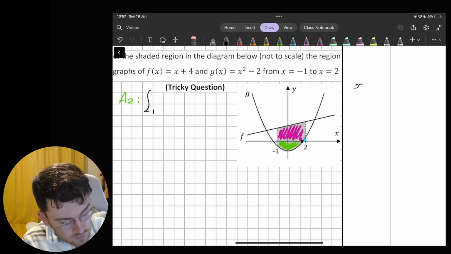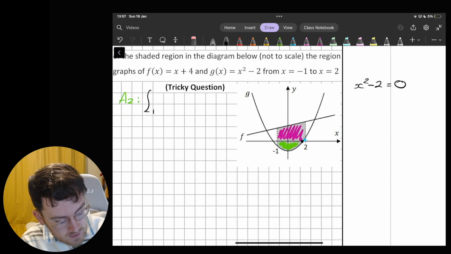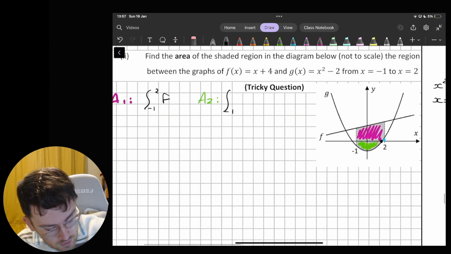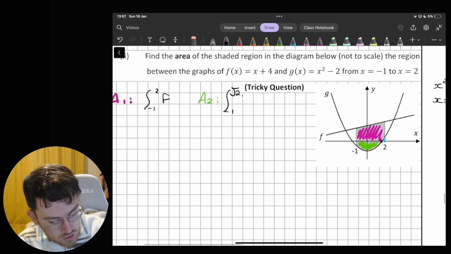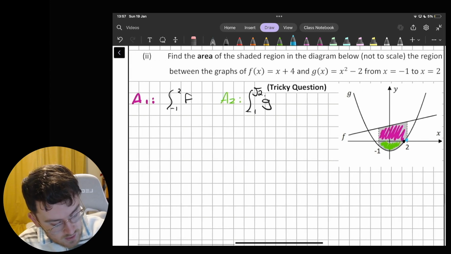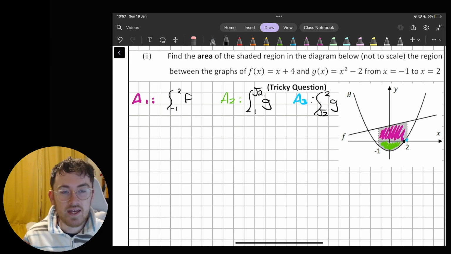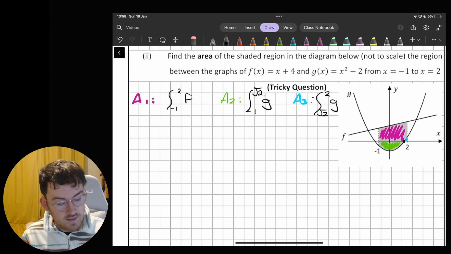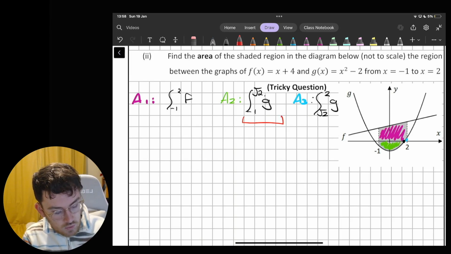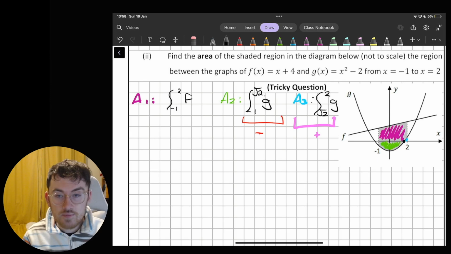So we need to find the roots of g of x by setting it equal to 0. And we get that the roots are plus and minus root 2. So we are really looking for the integral from minus 1 to root 2 of g. And then area 3 is going to be the area from root 2 to 2 of g. Technically, and I'll say this even before we go any further, this region here will have a negative value. This region here will have a positive value.